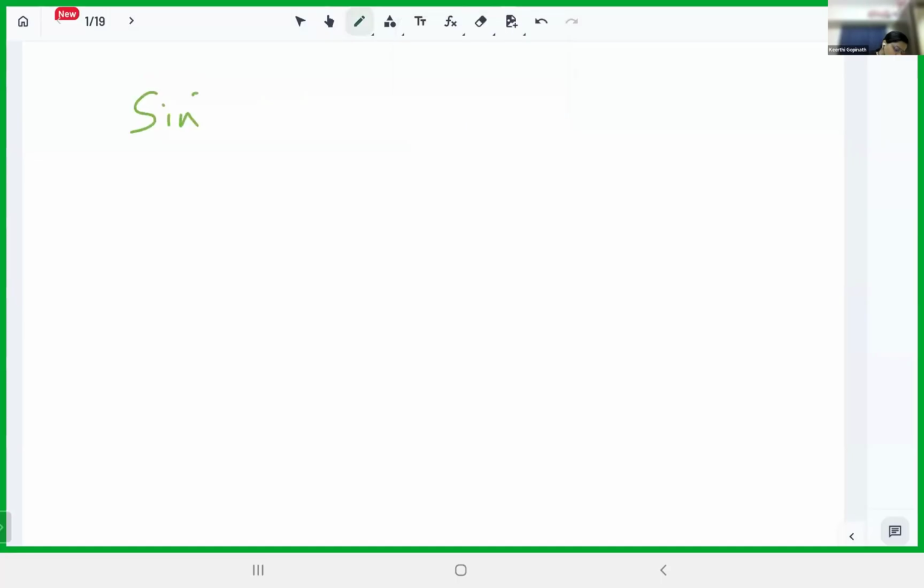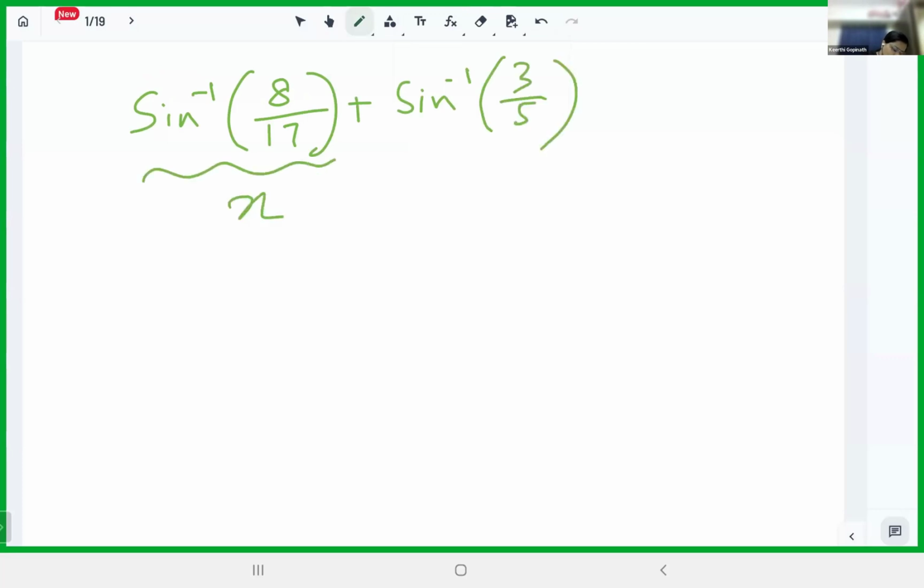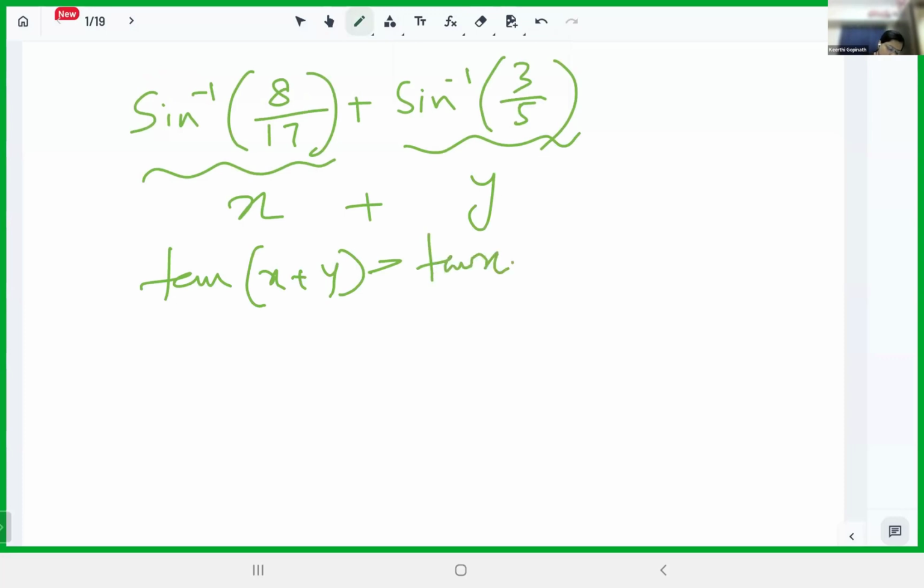Now, this was the left hand side of that problem, sine inverse of 8 by 17 plus sine inverse of 3 by 5. This was given as x and this was given as y. So we can write this as x plus y, right? And we know tan of x plus y is equal to tan x plus tan y by 1 minus tan x tan y.